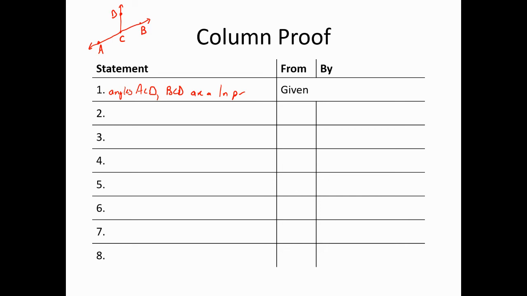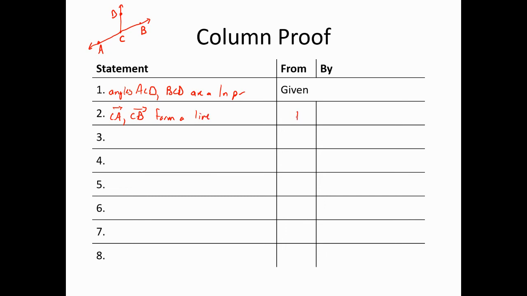Okay, so linear pair. So what does it mean to say that we have a linear pair? It means that the non-common sides form a line. So definitions are super important. You need to know precisely what they say and what they don't say. So a linear pair, in part, is angles whose non-common sides form a line. So rays CA and CB form a line.